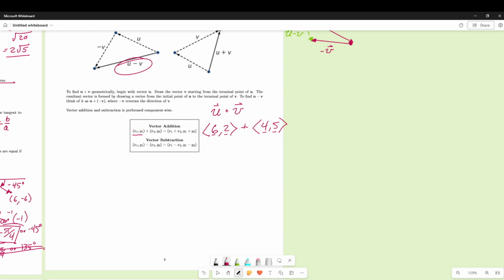So this one goes 6 in the horizontal, we're adding something that goes 4 in the horizontal, so together, they're going to go 10 in the horizontal. This one goes 2 in the vertical, this one goes 5 in the vertical, so if we add them together, they're going to go 7 in the vertical.